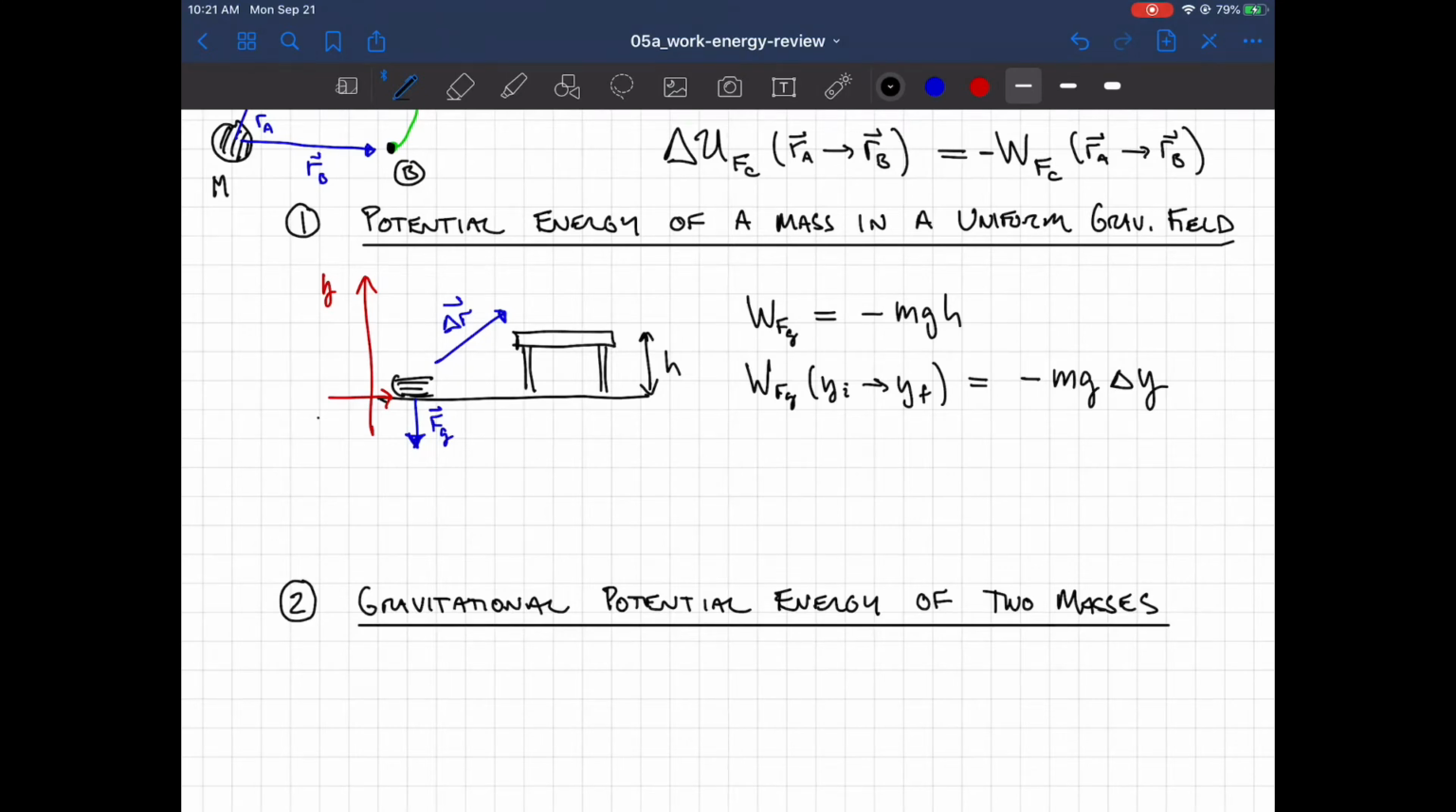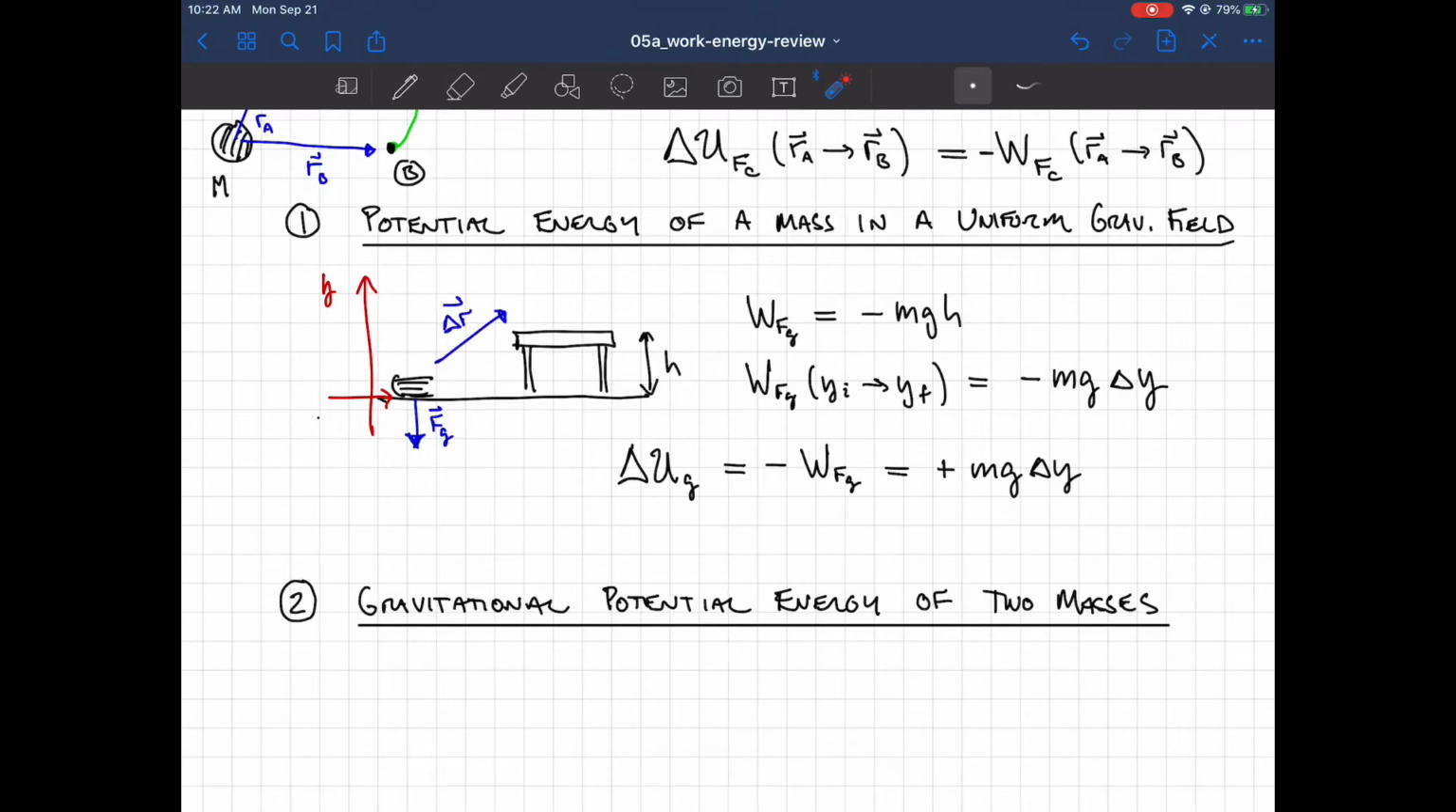Now we can apply our definition of the potential energy up here. And so the potential energy due to the force of gravity in a uniform gravitational field, delta U, we'll call it little g, is equal to minus the work done by Fg, which is equal to plus mg delta y. So that is the difference in potential energy between one point and another. So the difference from the book going from the ground to the table is a positive gain in potential energy of mgh.